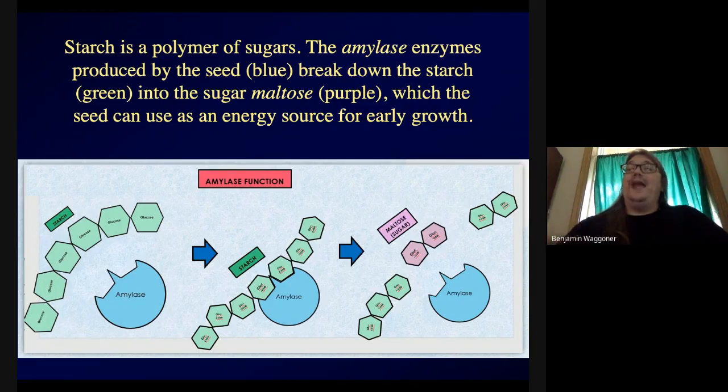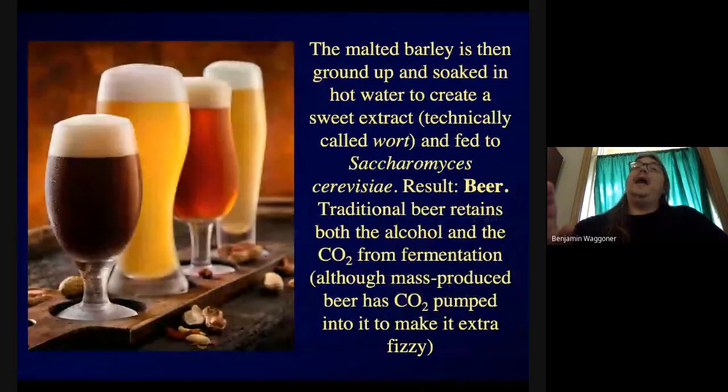The starch in the seed is the energy source needed for those early stages of growth. So if you get the seed just beginning to grow, the amylase will turn the starch inside the seed into sugar. And once you've done that, you can take the barley, grind it up, and soak it in hot water to create a sweet extract. If you must know, it's called the wort.